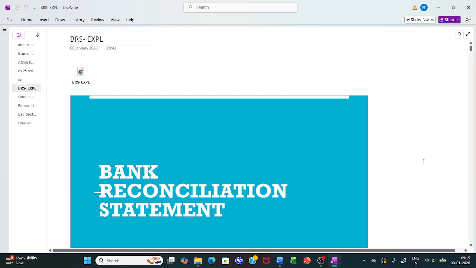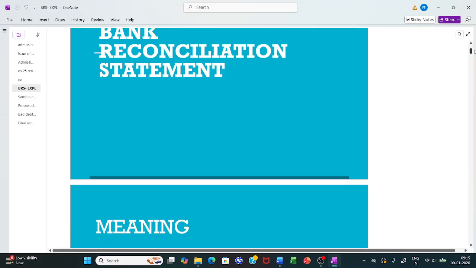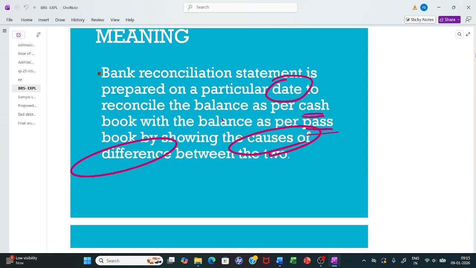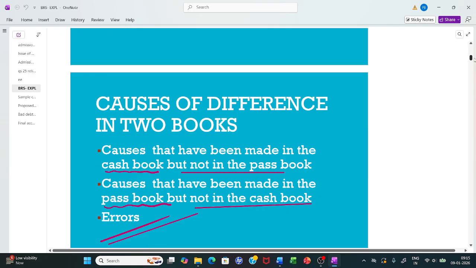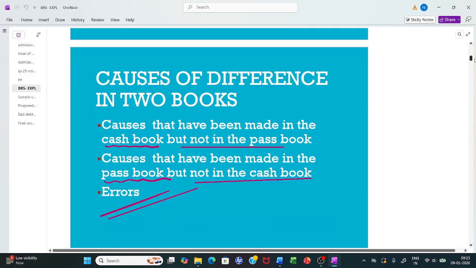So today we'll be studying bank reconciliation statement. In bank reconciliation statement, we match on a particular date our balance of cash book. When I say cash book, I'm talking of the bank column of cash book with the passbook, and we try to show the changes which are taking place in the two. What is the reason why these two which should be same are not same?